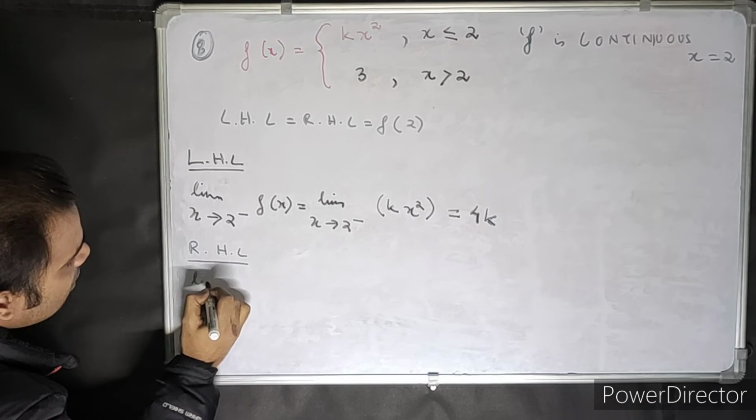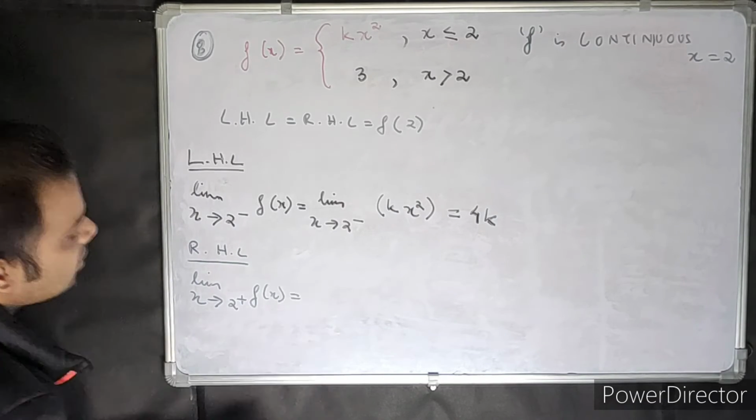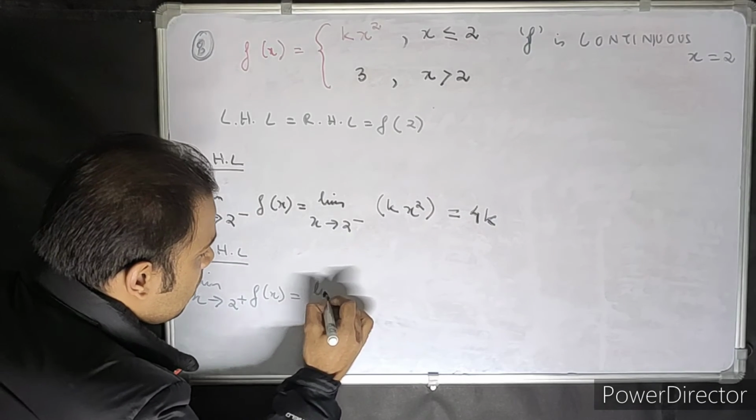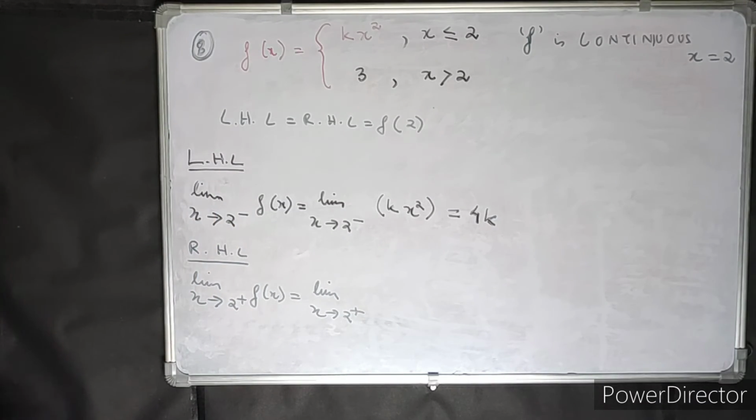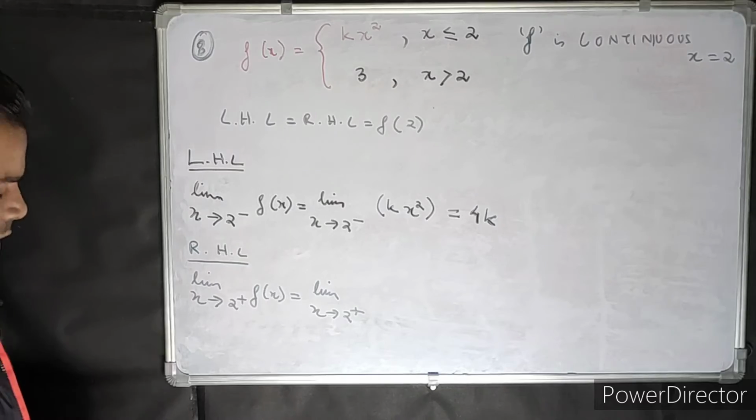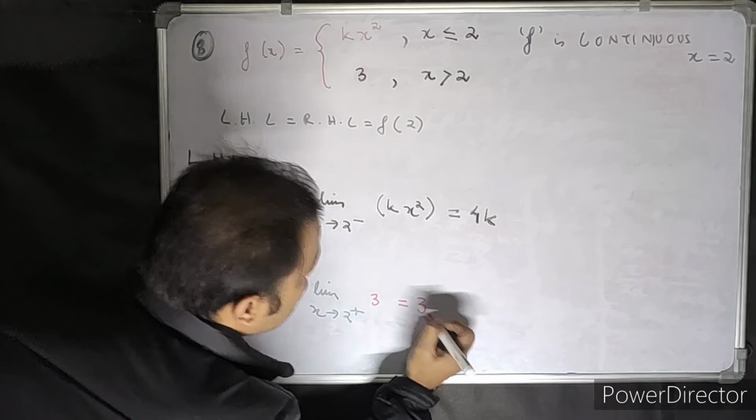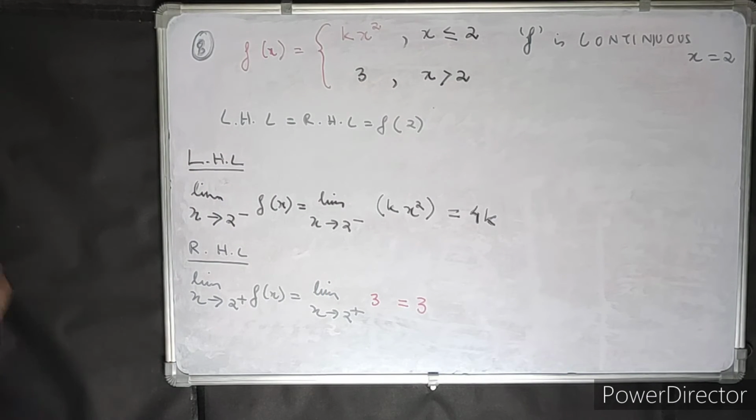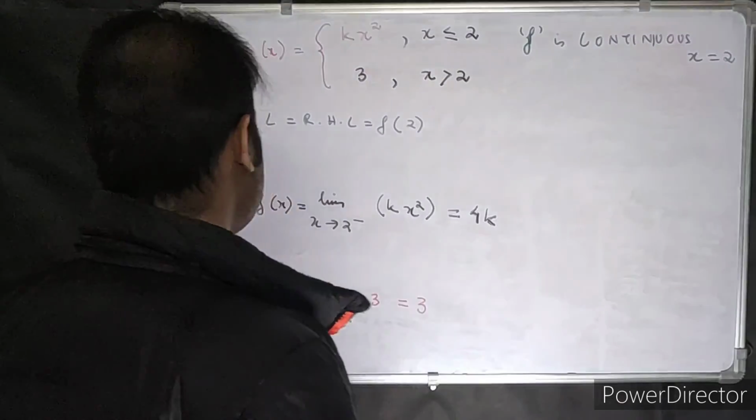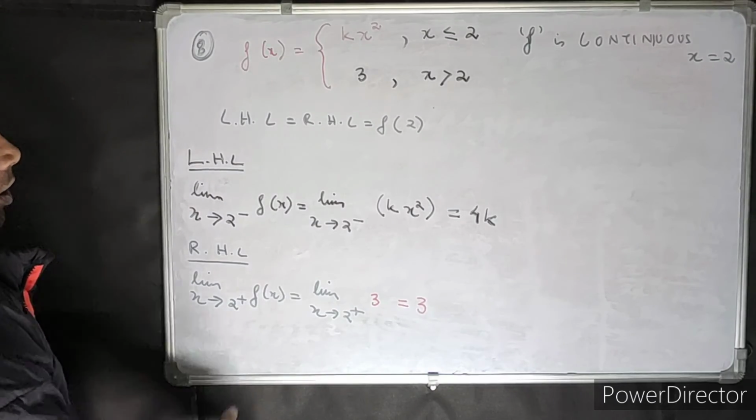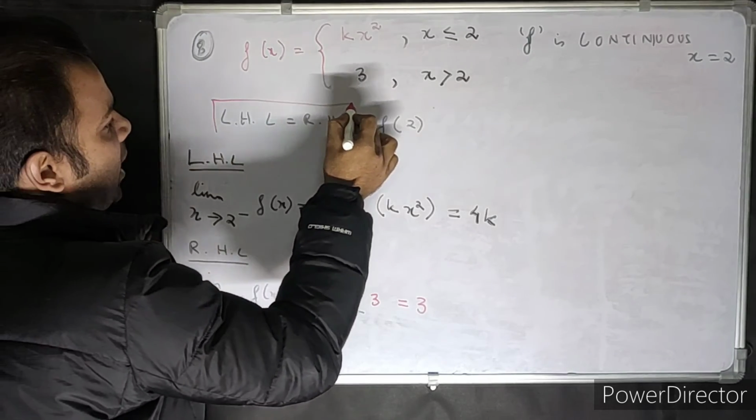Now RHL, right hand limit, that is limit x tends to 2 positive f of x is equal to limit x tends to 2 positive, that means greater than 2. So what will be the answer when it's greater than 2? You can easily see over there, it's written 3, so eventually this becomes 3. So finished. F of 2 you don't need to find, there is no use, since we already got LHL equal to RHL. Because the function is continuous, you can use only this part, LHL equal to RHL.